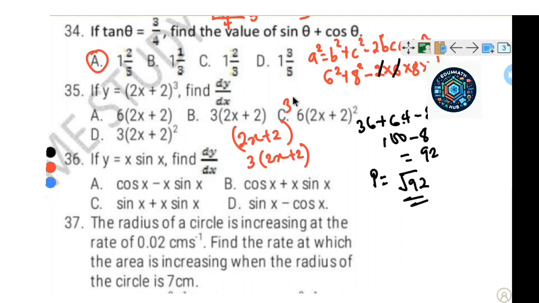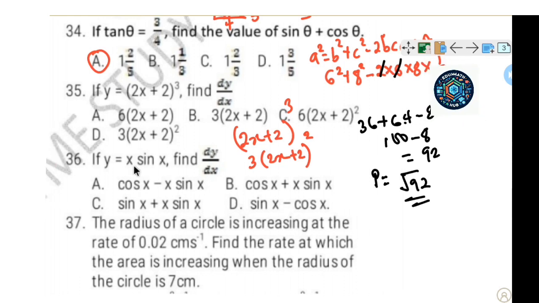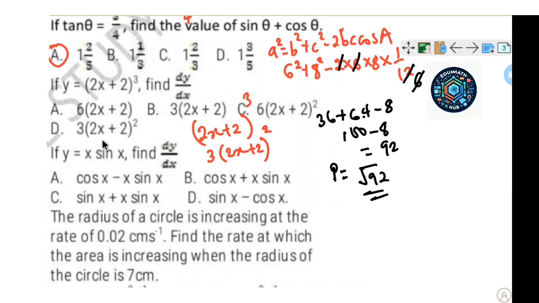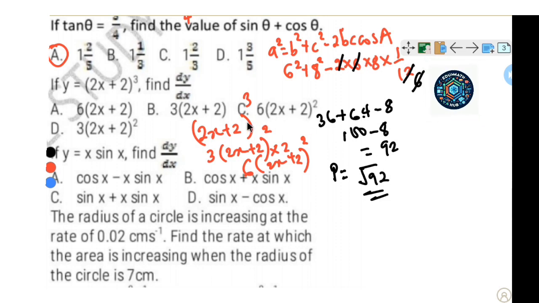Then reduce the power by 1, so this place will be 3 minus 1, which gives you 2. After that, you multiply by the derivative of what is inside the bracket. If you differentiate 2x plus 2, what you get is 2, because if you differentiate the constant, you get 0, and if you differentiate 2x, you get 2. So times 2. Then just multiply: 2 times 3 gives you 6. So your answer should be 6 into bracket 2x plus 2, squared.